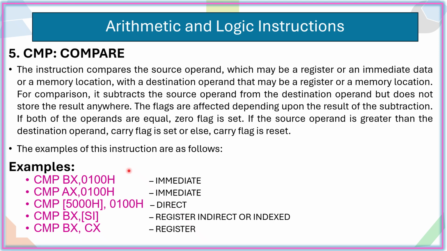Next comes the compare. The point of doing a comparison is that it compares the source operand, or it just compares the content between these two. And of course, the result is not stored in any place, but the flags get affected because of this comparison. So here the data 0100 is compared with the content in the BX, and accordingly the flags get changed. Same happens here. 0100 is compared with the content in the memory address 5000.